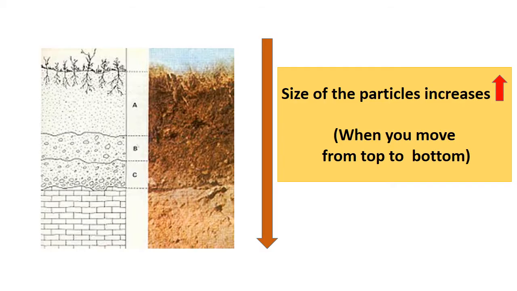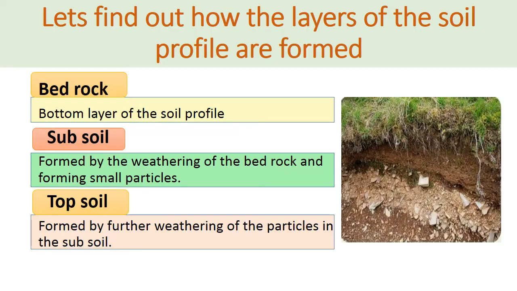So children, when you move down the soil profile from top to bottom, you can see that the size of the particles increases as you move down. You will find the finer particles in the topsoil and the large particles in the bedrock. So children, let us find out how the layers of the soil profile are formed.